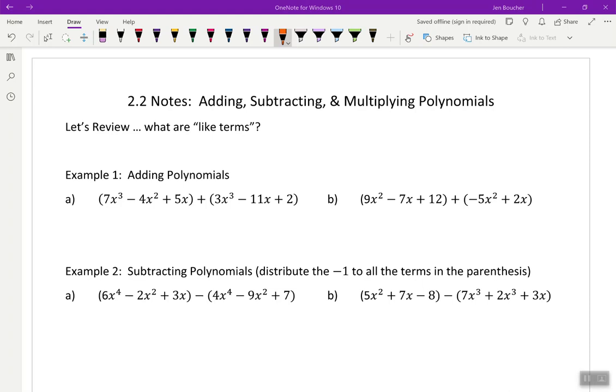Hello, hello. We are doing 2.2, which is adding, subtracting, and multiplying polynomials. Our goal in this unit is to be able to take any polynomial that we talked about last time, any quadratic, cubic, quartic, quintic, whatever, any degree polynomial, and be able to add them or subtract them or multiply them. So a lot of this is a review.